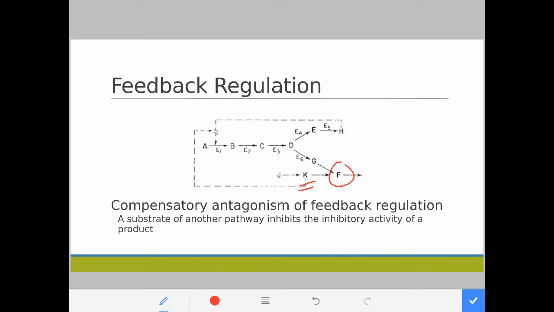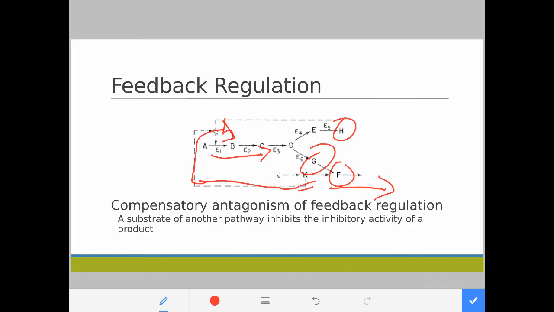So in the accumulation of K, your K now negates the inhibitory effect of H. So it somehow inhibits the inhibitor H. Since it inhibits the inhibitor, the reaction can proceed so that you can form product G. So that's a compensatory antagonism. This allows this separate pathway to continue on even though you have overproduction of H.